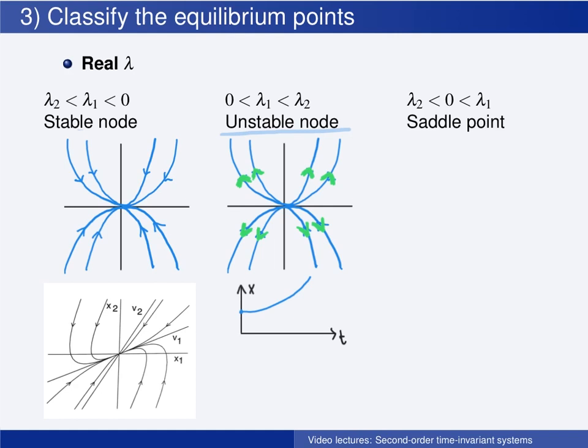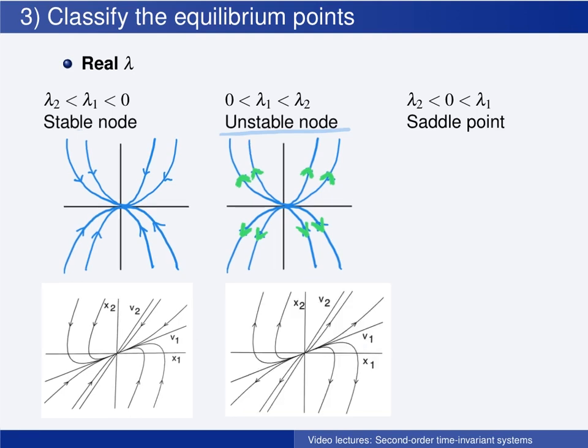This phase portrait here gives the normalized picture of the system behavior, describing again the particular case when A is diagonal with the two eigenvalues lambda 1 and lambda 2 along the diagonal, which is what you get if you write the system in modal coordinates. Transforming the system back into the x-coordinates, the phase portrait again gets a little distorted, like this.